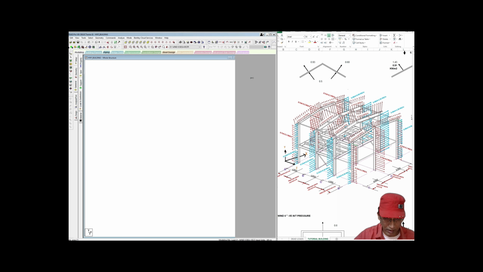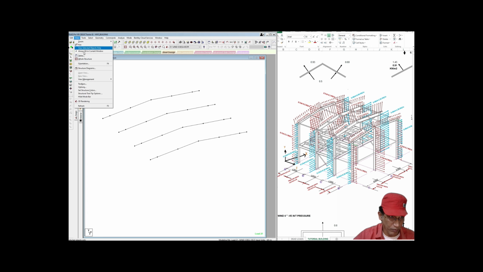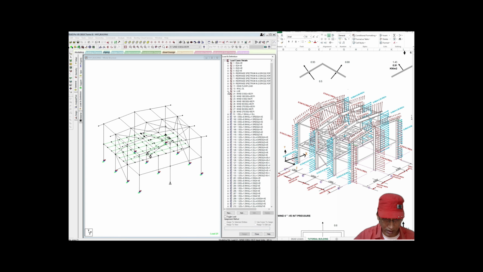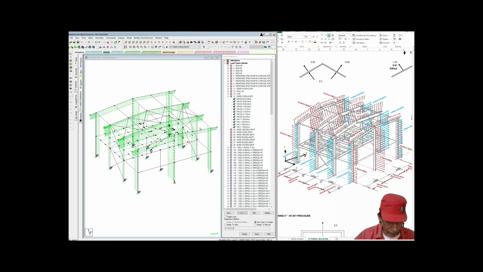Now let us see the whole structure view. Let us open the loading box again. Select the wind load case. Click on it. Now all the wind loads have been applied. You see the similarities between what have been calculated in the 3D view and what we have applied.